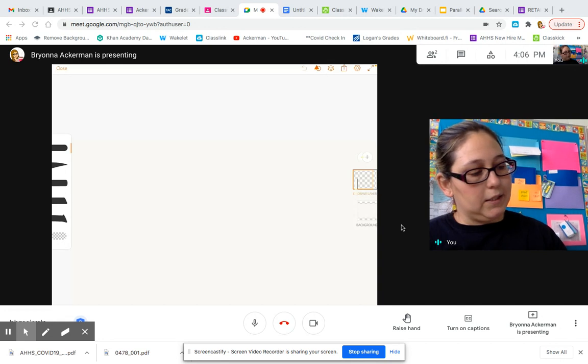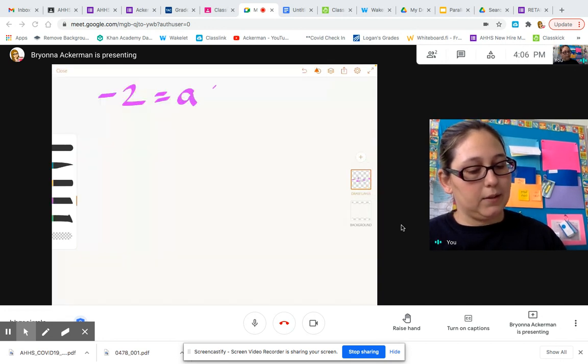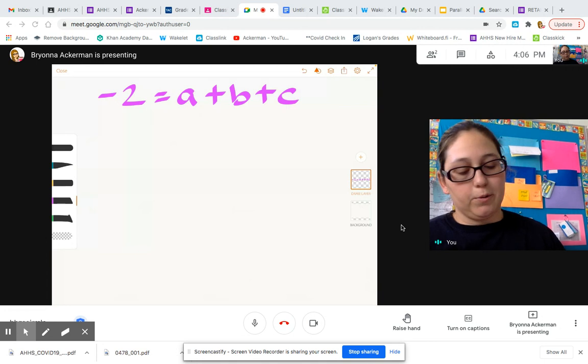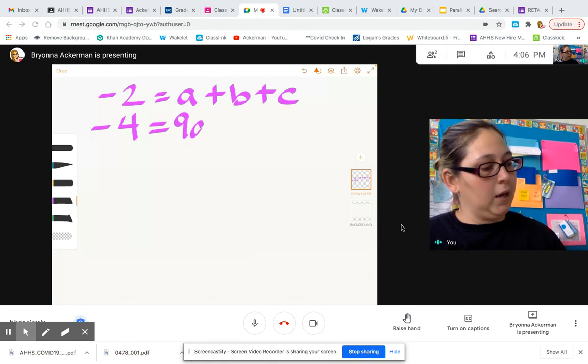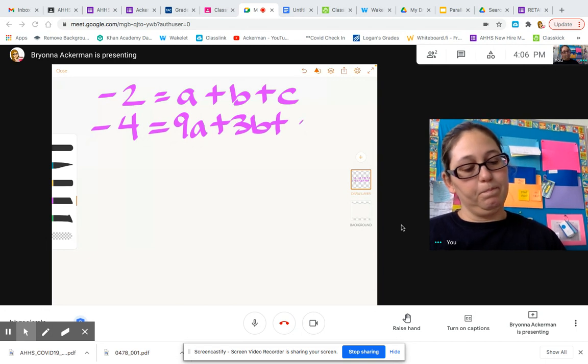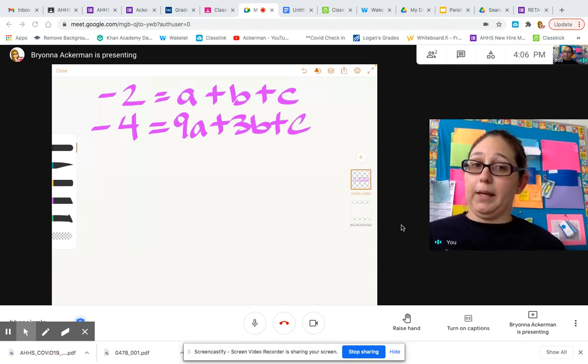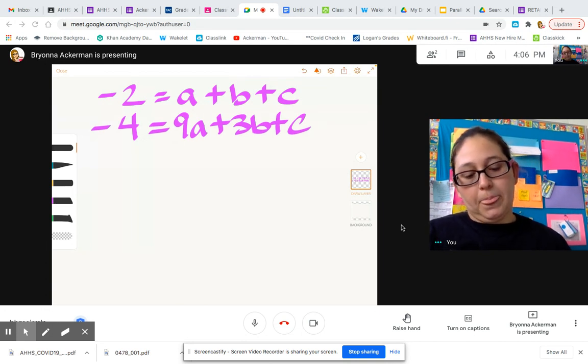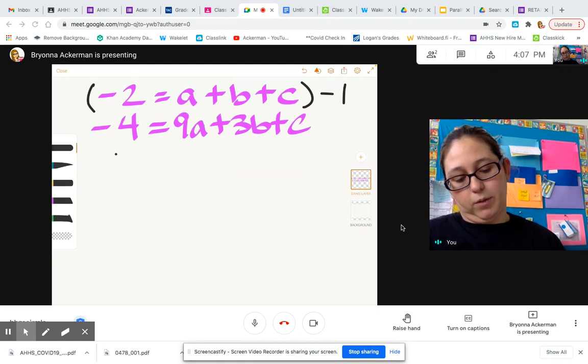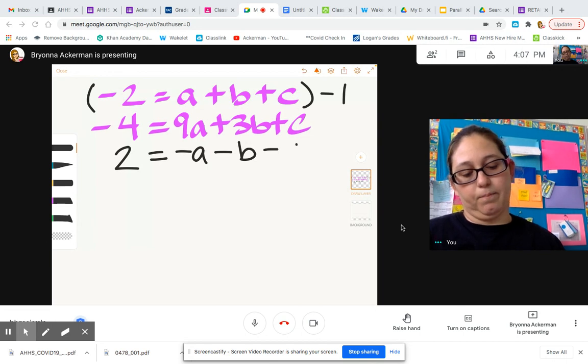So again, 1 was negative 2 equals a plus b plus c. And now we're going to use 3, which was negative 4 equals 9a plus 3b plus c. Again, you have to eliminate c again. Because you eliminated c the first time, you need to eliminate it again. So I'm just going to do the same thing. I'm going to multiply the top one by negative 1. And so that'll give me a positive 2 here. It'll give me a negative a, a negative b, and a negative c.